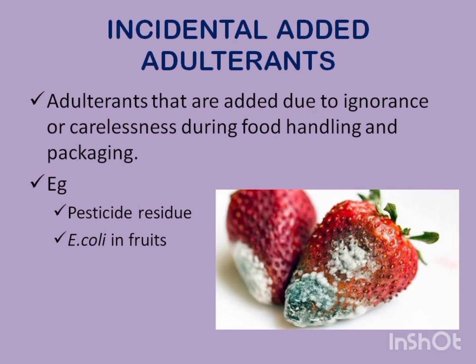And the next one is incidental added adulterants. In this type, the adulterant is added due to carelessness. While handling the food or while packaging the food material, due to ignorance or carelessness, the adulterants get added. That leads to a type called incidental adulterants. For example, pesticide is used, or else E. coli, a bacteria which will infect fruits like strawberries, peas, etc. So this is an example of incidental added adulterants.